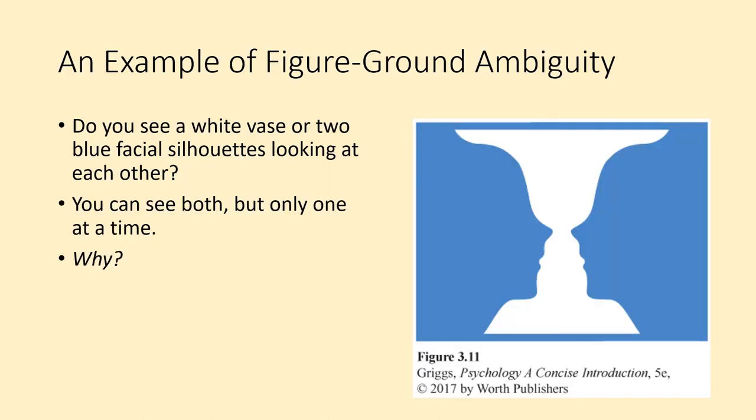Now, here's a classic example of figure-ground ambiguity. When you look at this image, do you see a white face or two blue facial silhouettes looking at each other? And you can see both, but only one at a time. Why? When you switch your perception from one to the other, your brain is switching how the input is organized with respect to figure and ground. When you see a vase, the vase is the object. But when you see the two faces, the vase becomes the background.